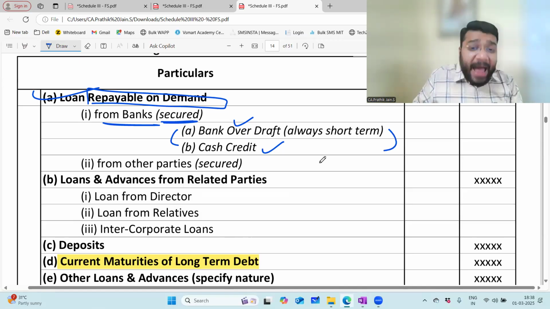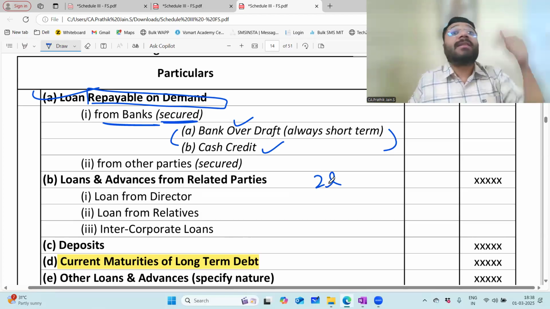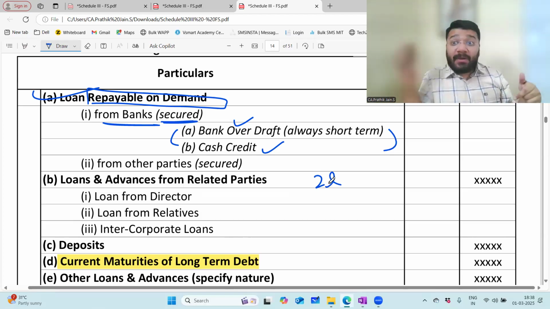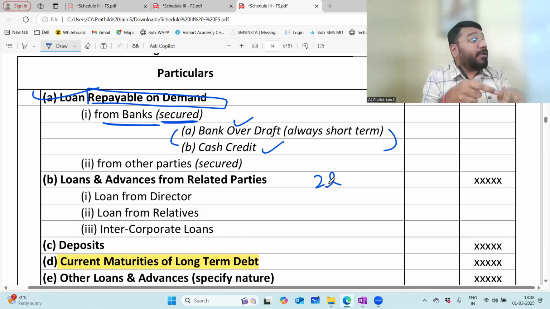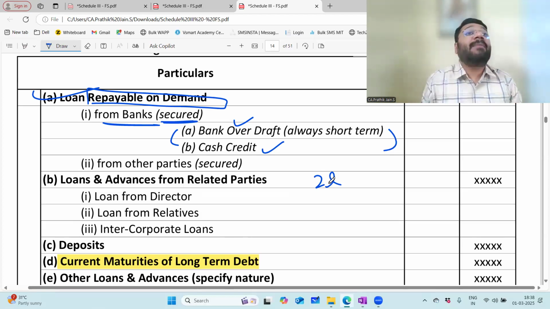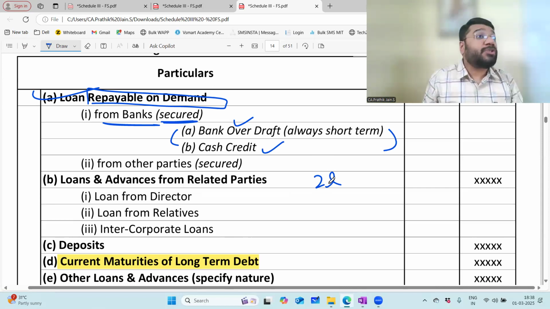Meaning, the bank gave you a loan of 2 lakh rupees. Today, 1 March, the bank took back the loan from you. When? When my customer put money back. The moment money came to my bank account, the banker took the money immediately. So these types of liabilities are what liabilities? Short-term liabilities, short-term borrowing.